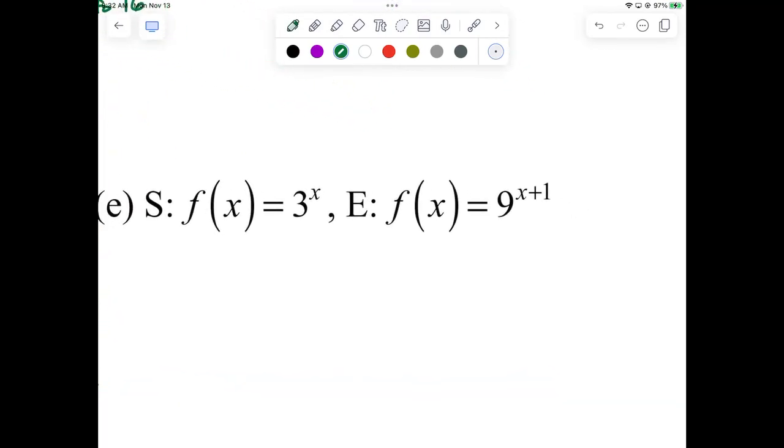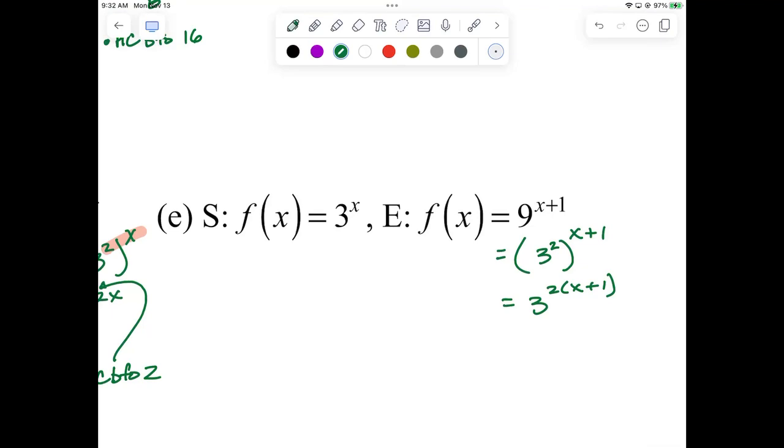All right, what about this guy? I'm trying to get from 3 to the x now to 9 to the x plus 1. Well, we do the same little trick here. I take 9 and I replace it with 3 squared. And now I raise it to a power and I get 3 to the 2 times x plus 1. And now I can talk about what this one does, right? What does the 2 do? Horizontal compression by a factor of 2. I get that out of the way. And then, after that, what is the plus 1? Move it left 1. Very good. It's the opposite, so it's left 1.